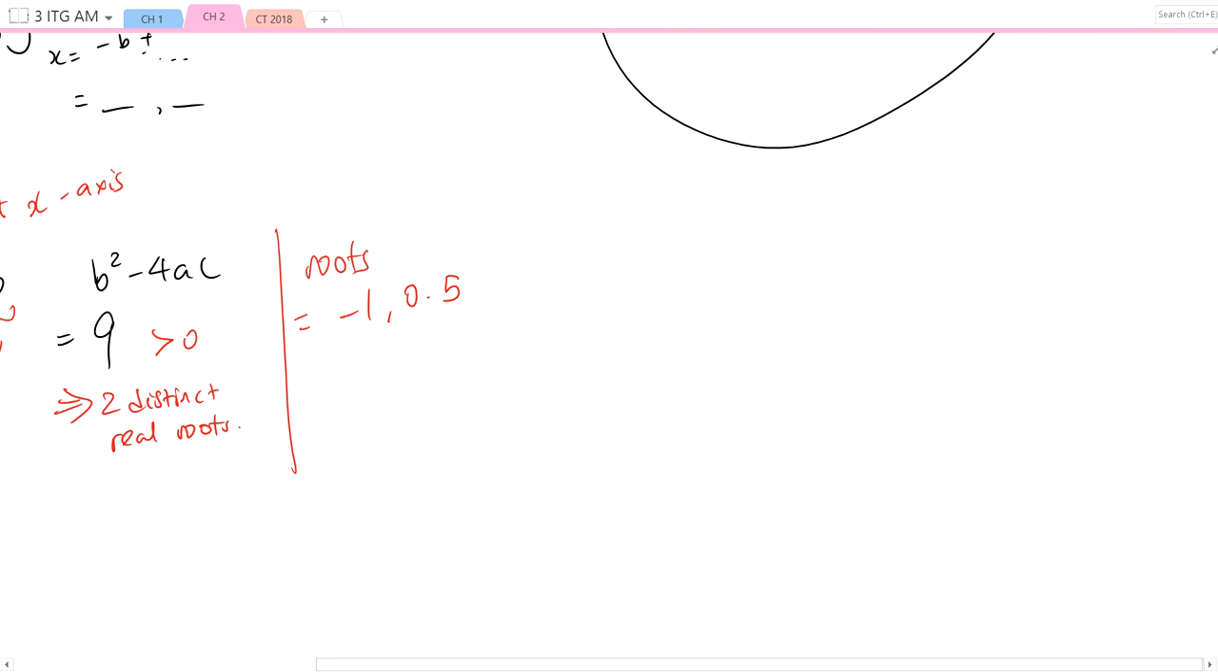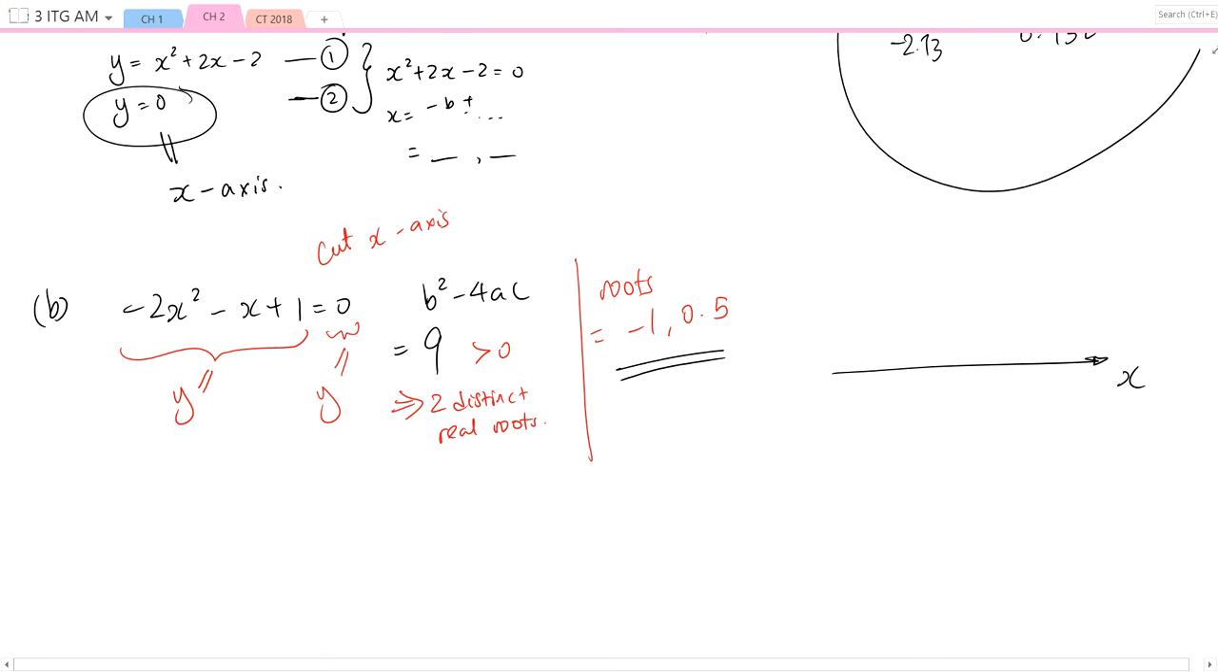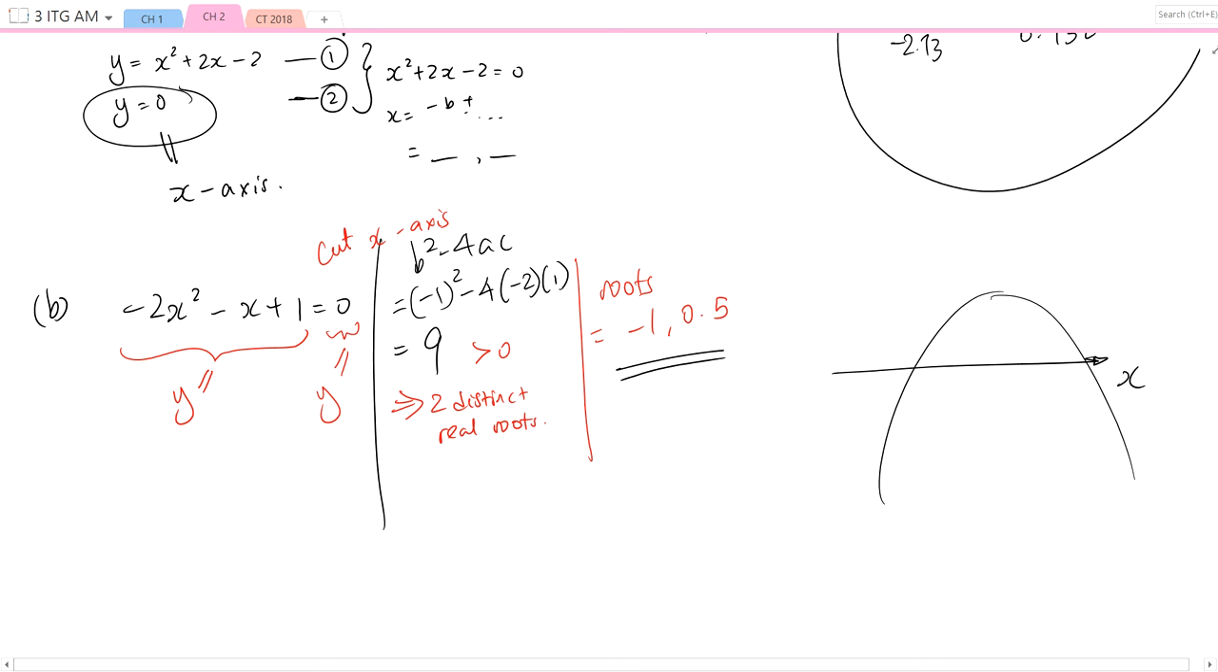Now, with this information, the roots negative 1 and 0.5, can you sketch the curve quickly? Okay, is it a parabola opening upwards or downwards? Up or down? Down. How many times does it cut my x-axis? 2 times. So it must look like this. Okay, how do we get 9? These are b squared minus 4ac equals b, which is negative 1, squared, minus 4 times negative 2 times 1. So we get 9.